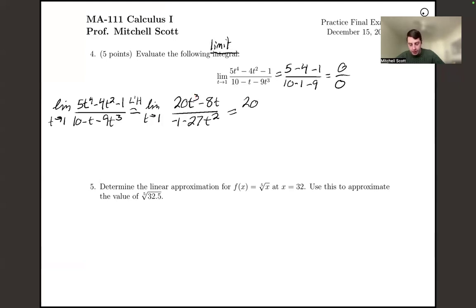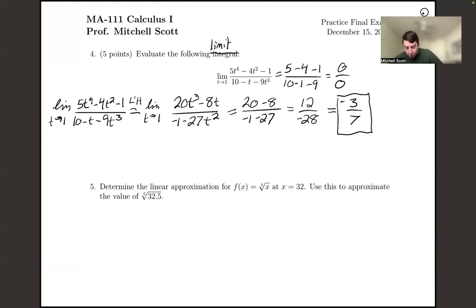Okay. So now we're going to plug in t going to 1, we get 20 times 1, right? T cubed is just 1 minus 8 times 1 over minus 1 minus 27. Again, t squared is going to be 1. So this simplifies to 12 over minus 28, which has a common factor of 4. So this becomes 3 over 7, and then put the negative sign wherever you want. So then this is the answer.